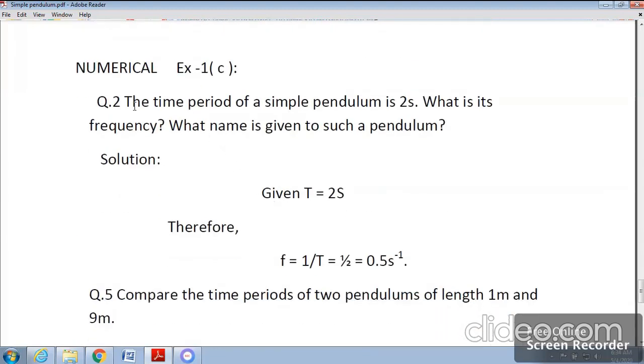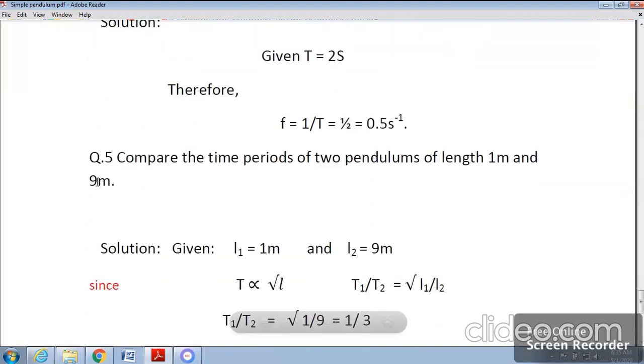Here two numericals also we have discussed. The time period of a simple pendulum is given as 2 seconds. What will be its frequency? As we know, T is given as 2 seconds. So substitute the value of T in the relation between frequency and time, and we will get the frequency.